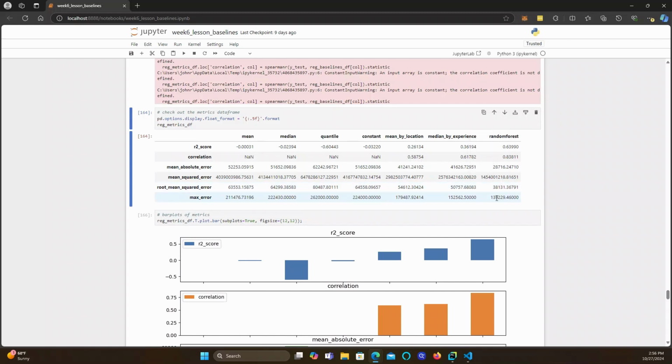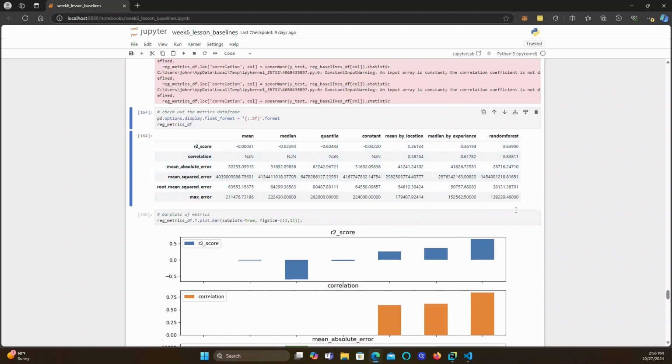Then the maximum error, again, lower is better. Here, our random forest was 139,000 compared to the second lowest, which was median by experience level at 152,000. So all of these are actually telling us that the random forest does better than all the other models.